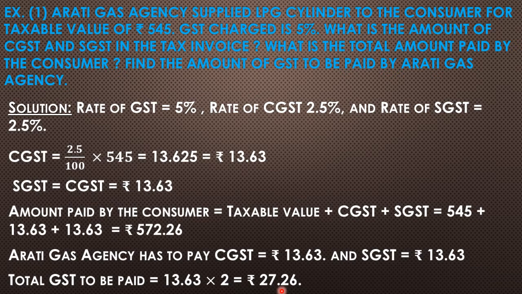That's a very simple and basic example under this chapter, wherein the rate of GST is given and the taxable amount is given. You just need to apply the percentage on the taxable amount and find the state GST and the central GST, and then the total amount paid by the consumer.